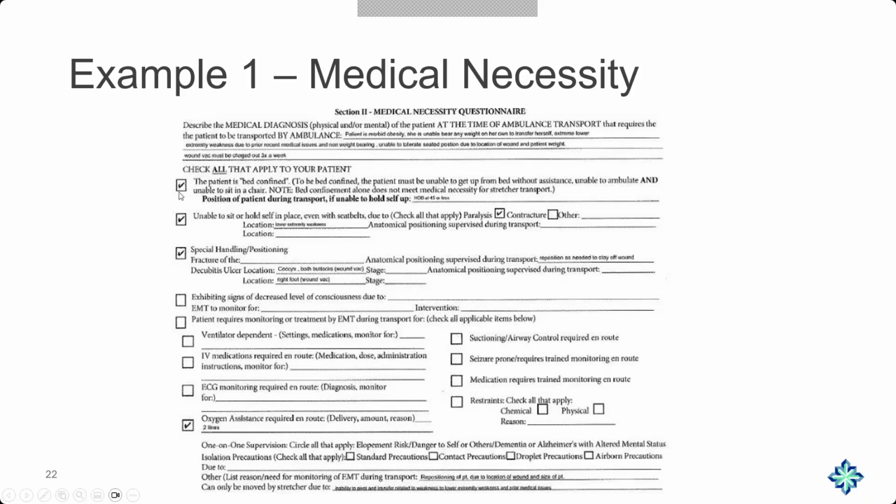Okay, so are they bed confined? Yep, they gave us a little bit about that. What do we know? Well, unable to sit, to hold self, and be seatbelted. Yep, there's a contracture, and then here's why. Special handling instructions. Okay, got all of that. They also need to monitor oxygen. And then repositioning of patient due to location of wound and size of patient. So there's a lot of information given within this one that actually really explains very well what we need.